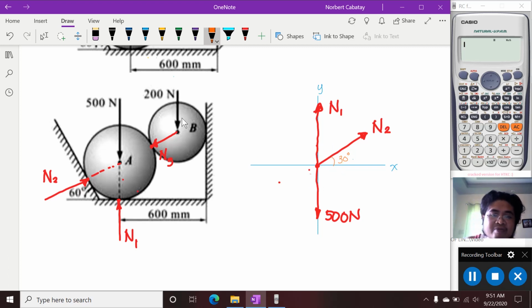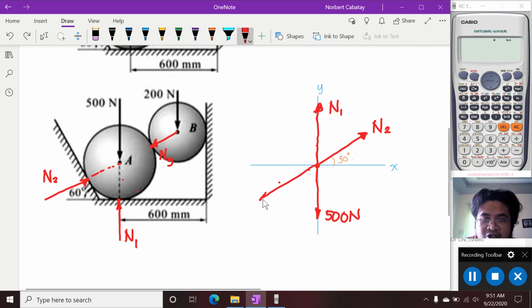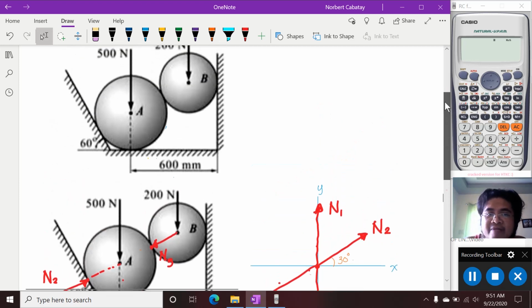Isa pa, meron tayo ditong N of 3. So, if we're going to translate it doon, ano yung kanyang angle? Diba, mapupunta siya dito sa kabila. So, analyze natin yung kanyang angle. Ilagay ko muna siya dito, ito yung ating N3. Hindi pa tayo sure sa angle. So, how can we solve for that angle? Analyze natin ang bukod.